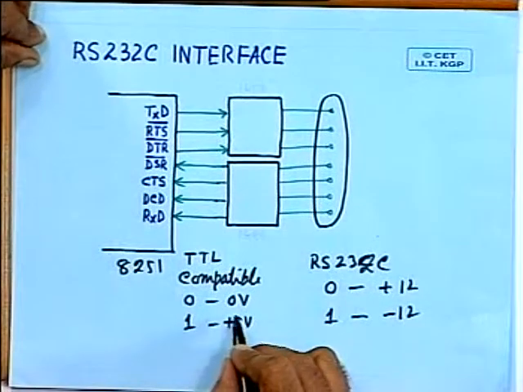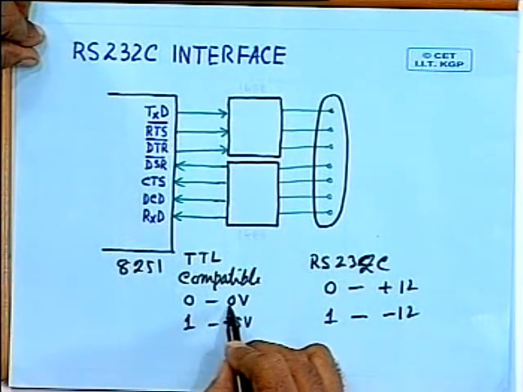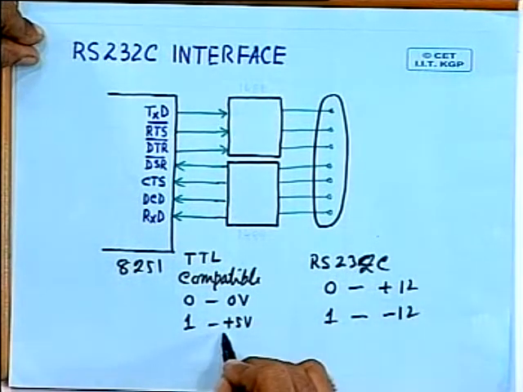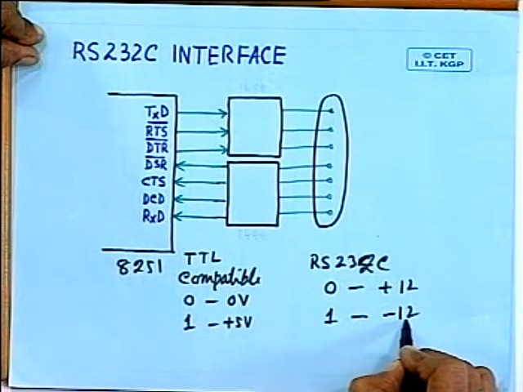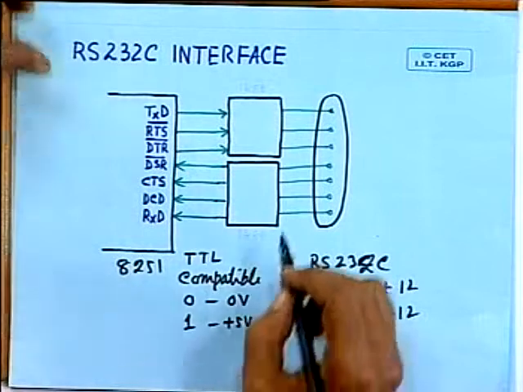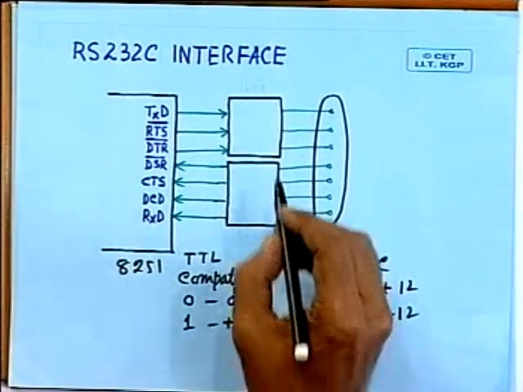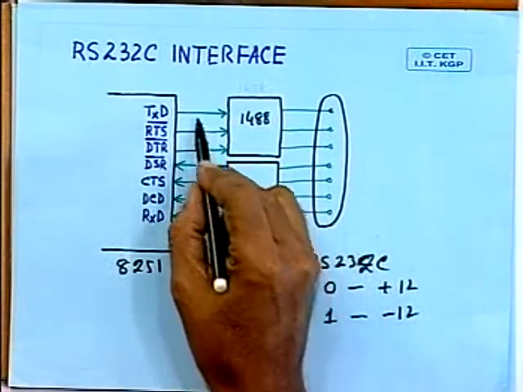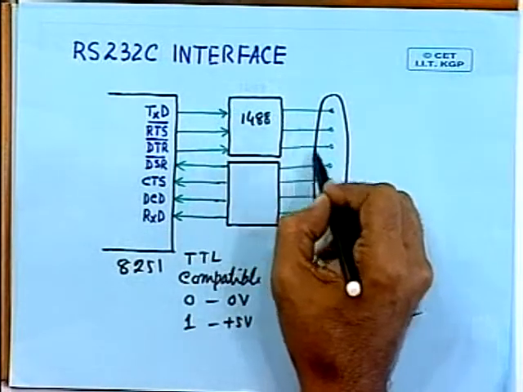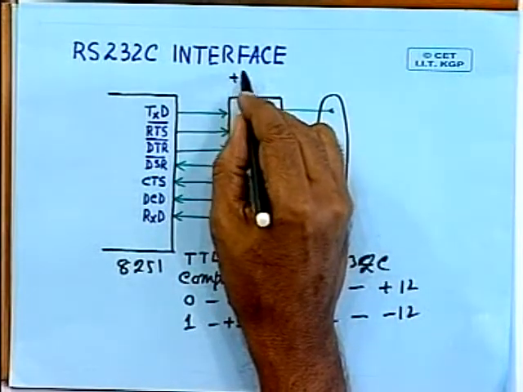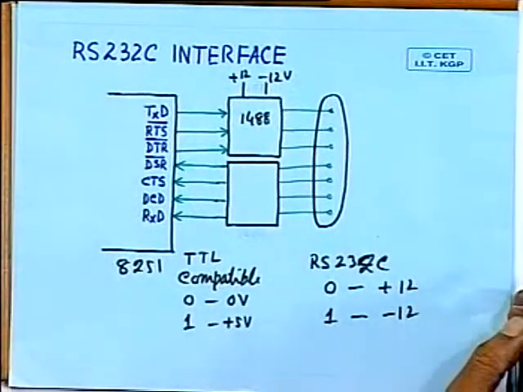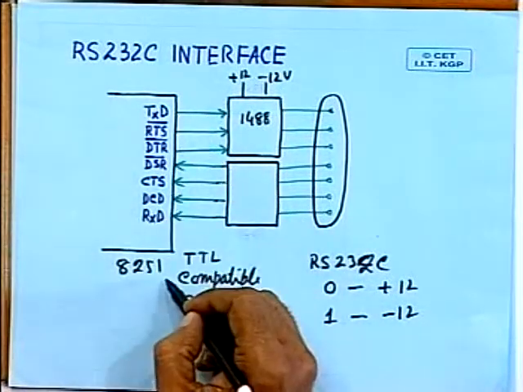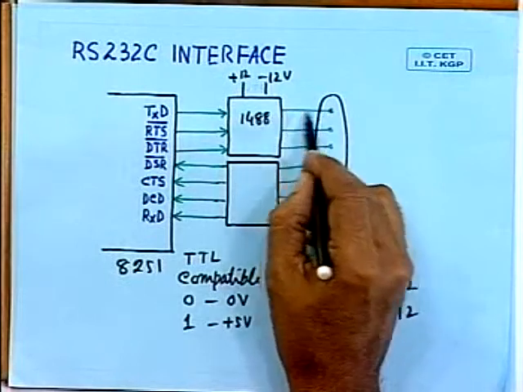So you have to convert the voltage levels. Whenever it is 0 level, it has to be converted to plus 12. Whenever it is plus 5, it has to be converted to minus 12. For this conversion, you have to make use of two devices. For example, you can use 1488, which converts the TTL level to RS-232C level. So you have to use plus 12 volt, minus 12 volt supply here, and then this device will convert a TTL level signal which is coming out from the 8251, and it will generate an RS-232C level signal.